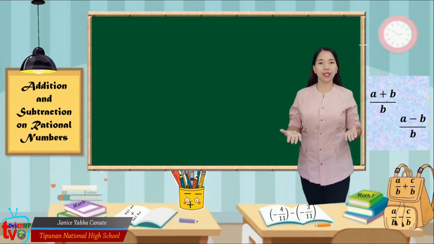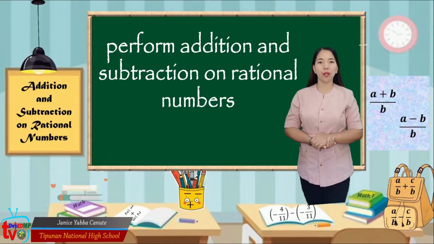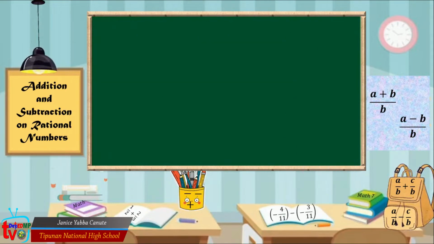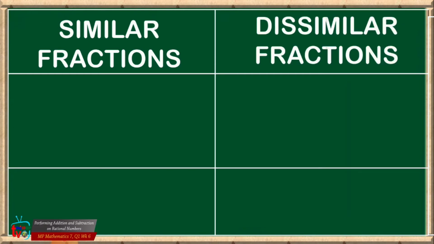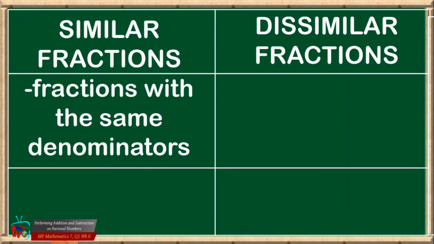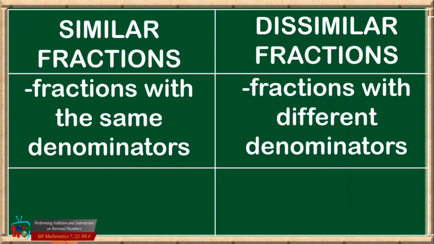So, after this lesson, you are expected to perform addition and subtraction on rational numbers. To start with, let us first differentiate similar fractions and dissimilar fractions. Similar fractions are fractions with the same denominators, while dissimilar fractions are fractions with different denominators.